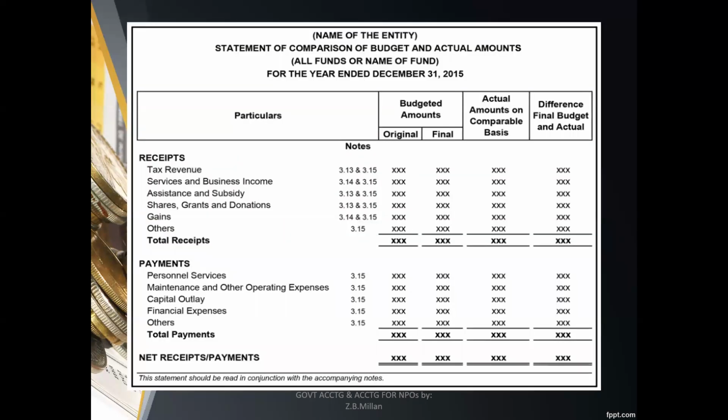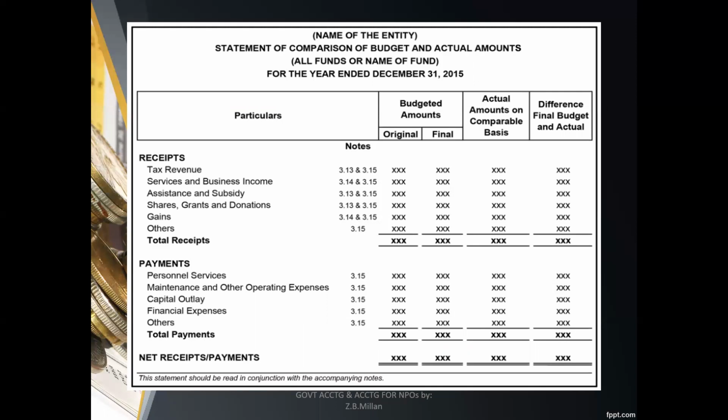Okay, so you have it here. This is another statement that the government agency will prepare, the statement of comparison of budget as well as the actual amounts. So you have it here, the variances, the difference. So first you have the receipts and then the payments. Okay, again, this is part of the financial statement of our government agency.